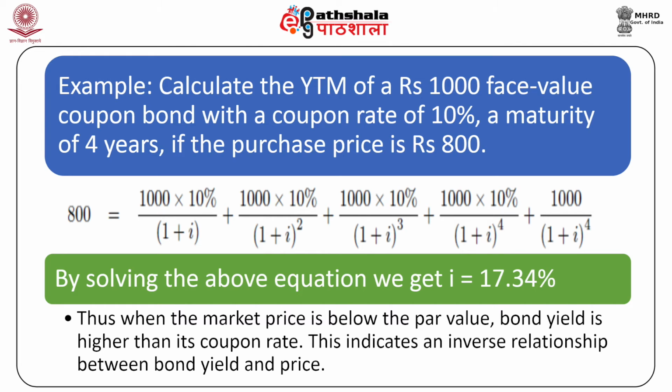By solving the above equation, we get I is equal to 17.34%. Thus, when the market price is below the par value, bond yield is higher than its coupon rate. This indicates an inverse relationship between bond yield and price.